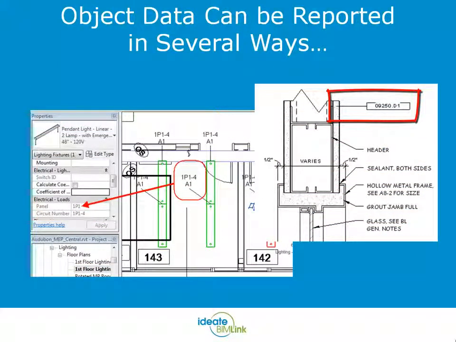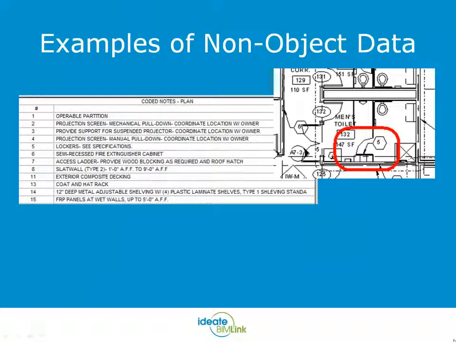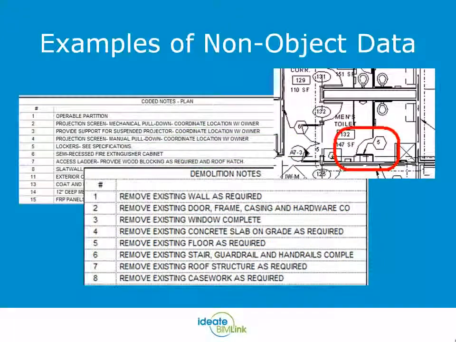But what about all those instances where we need to report information that doesn't connect to the model? Heresy, I know, but it does happen a lot. Examples of this data include general condition notes, demolition notes, renovation notes, and their ilk.